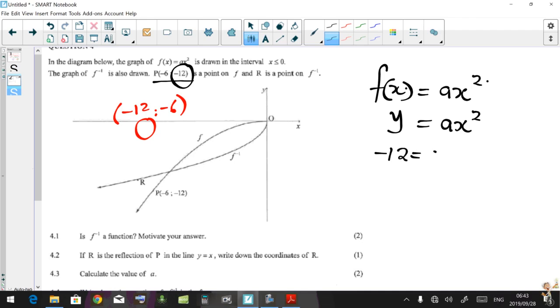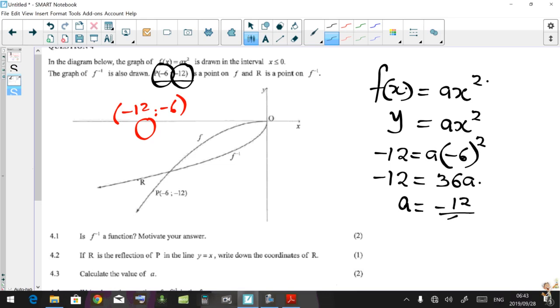I'm looking for A. And what is my x value? Negative 6. Now we just do the algebra here. Alright, so what do we do here? Negative 12 equals negative 6 squared, which gives me 36A. What do we do? Divide both sides by 36. Therefore, A will be equal to negative 12 over 36, which is equal to negative 1 over 3.